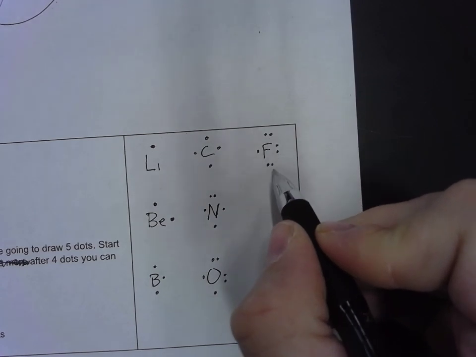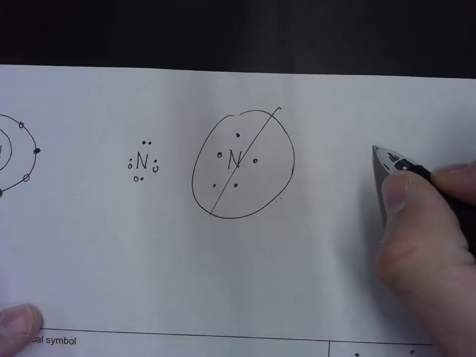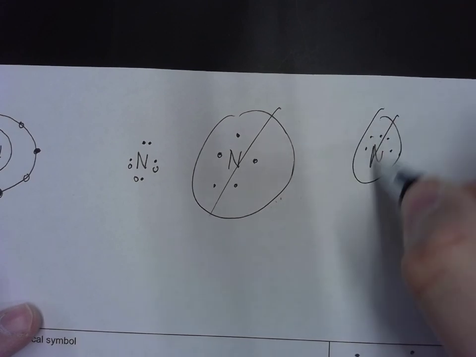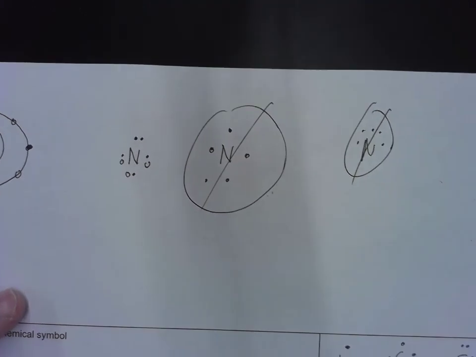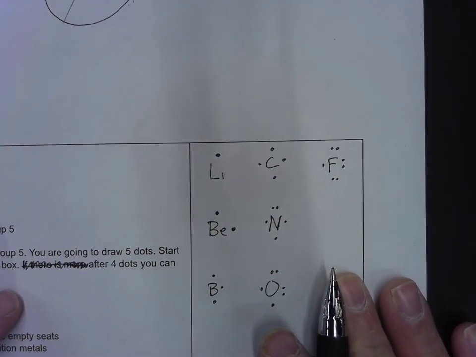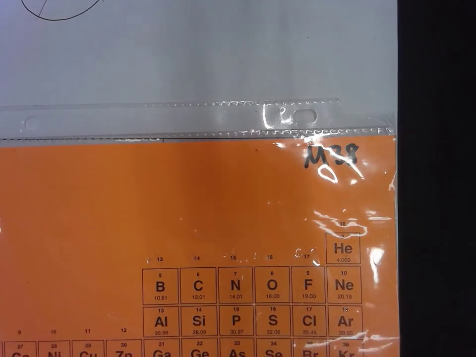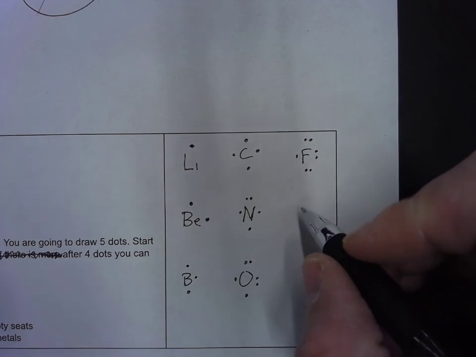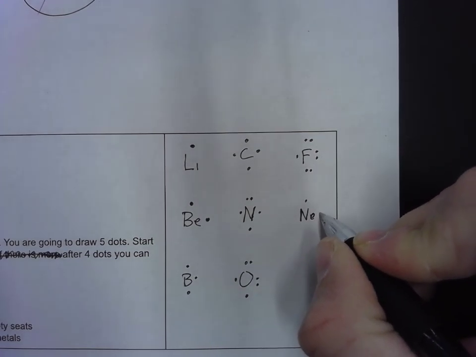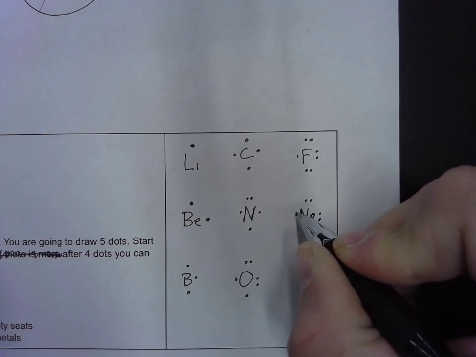Keep these pairs together. Don't do stuff like this. I see this, or I might see something like this. That's not okay, you guys. You're not going to get credit if you do that. Okay, that is incorrect. That's not a Lewis structure. And then last is neon, which is in group 8. Now check it out. Look, neon. 1, 2, 3, 4, 5, 6, 7, 8.